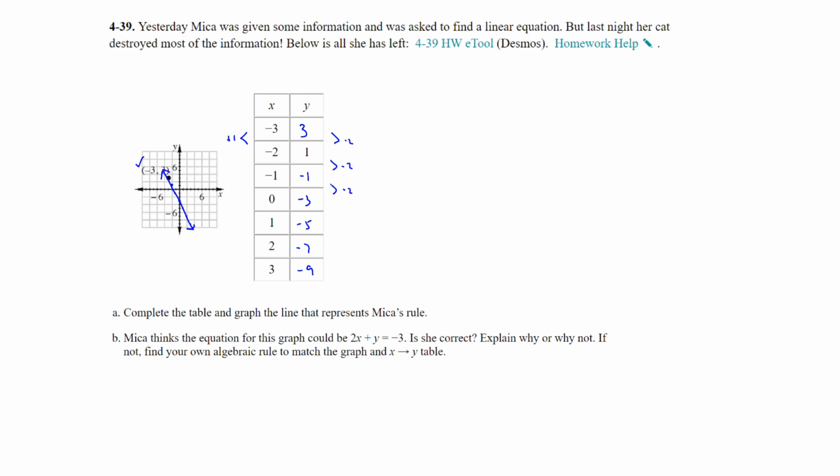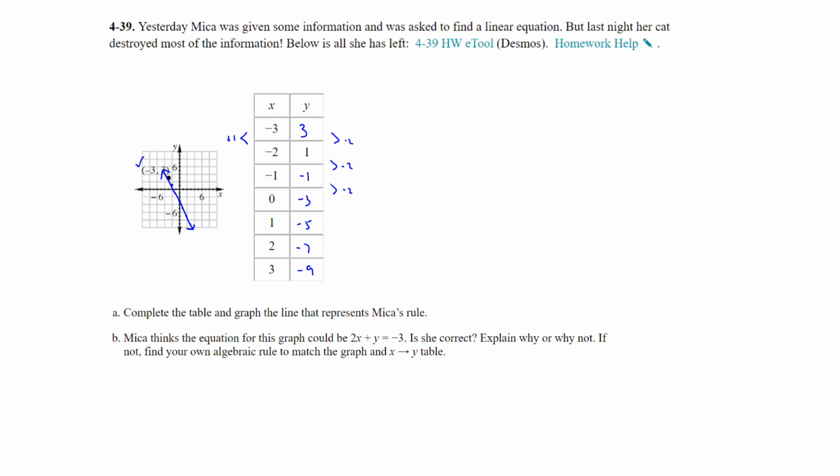And so part A is done. We completed the table and graphed the line. Micah thinks the equation for this graph could be 2x plus y equals negative 3. Is she correct? Explain why or why not. If not, find your own algebraic rule to match the graph and the table.